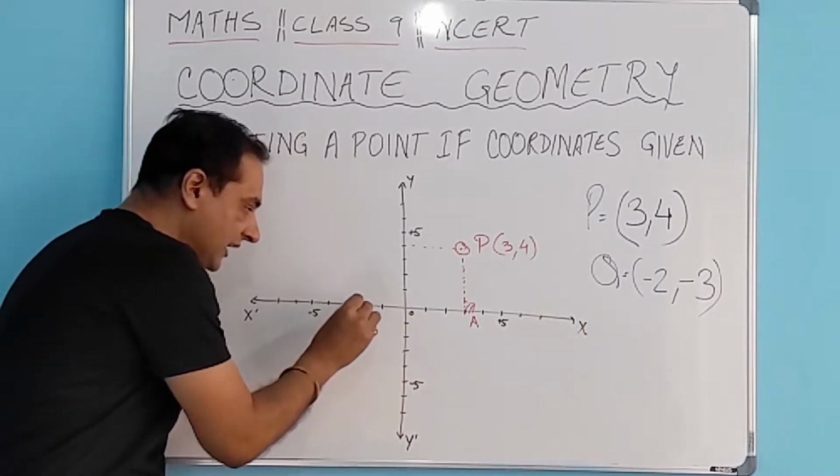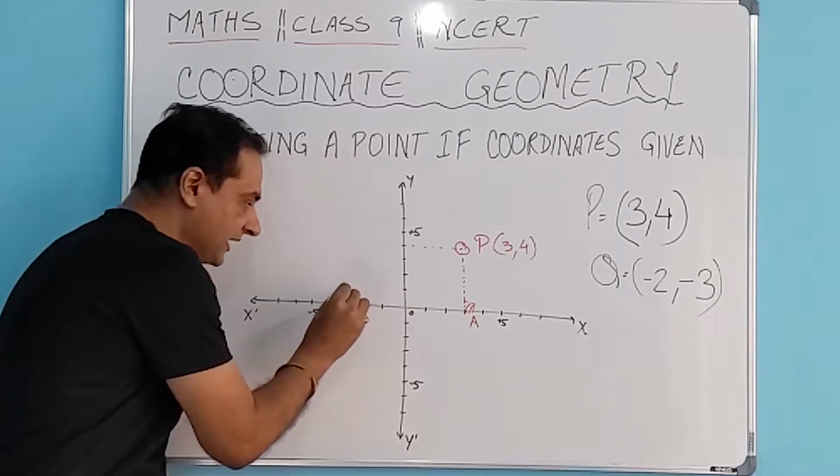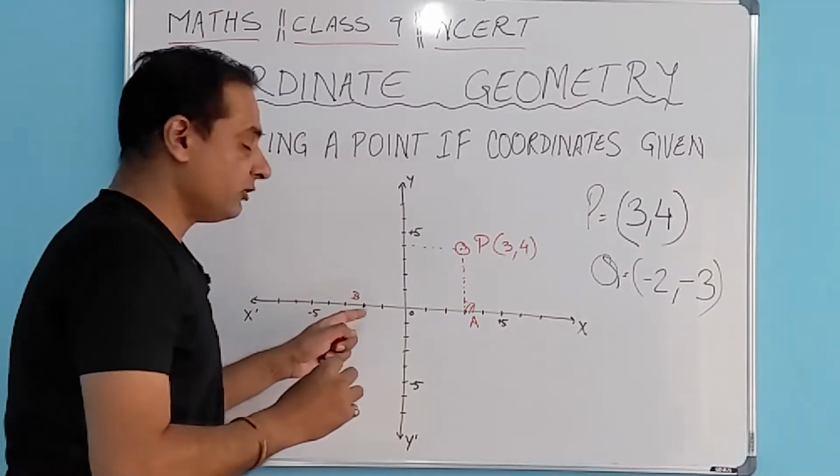1, 2. Here we will plot a point. Let's name that as B. Now first step is done.